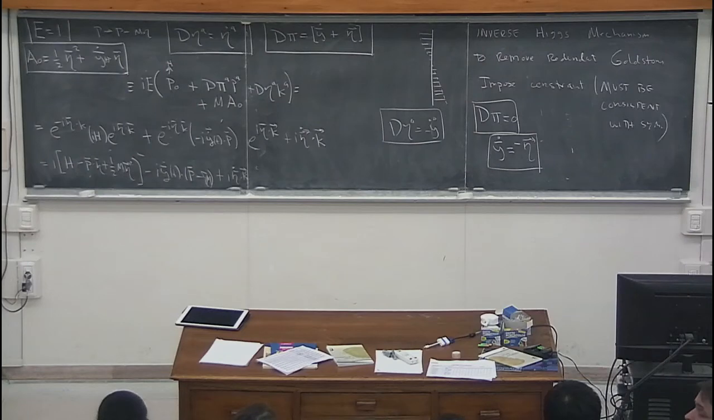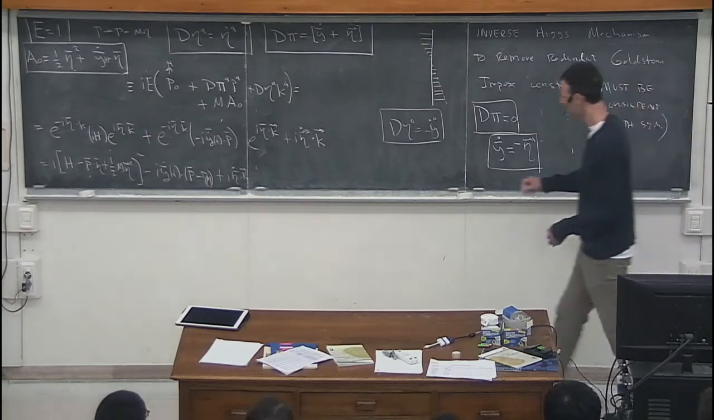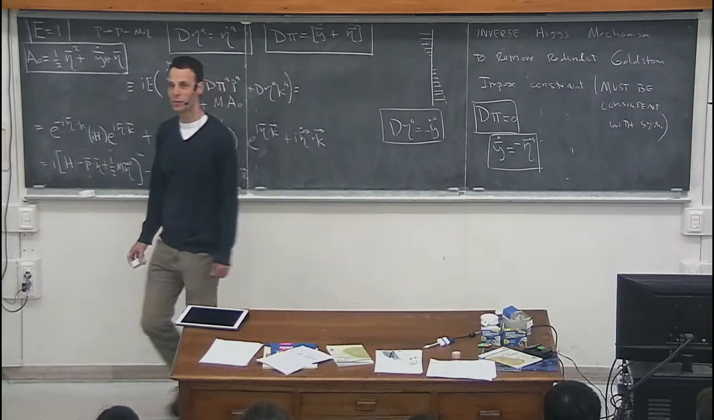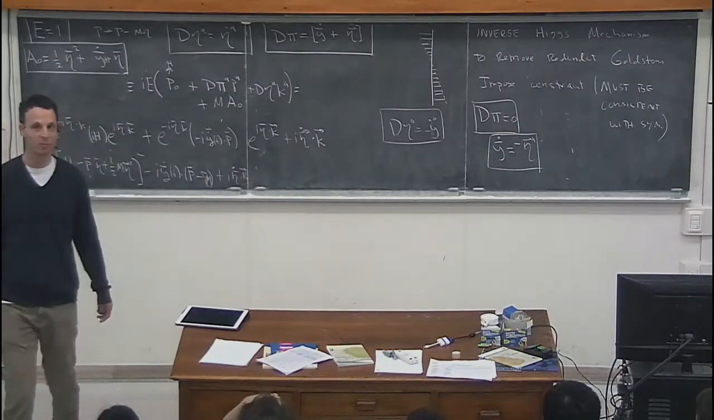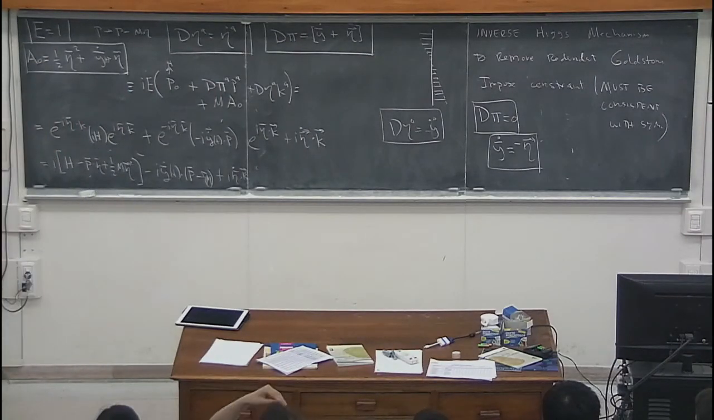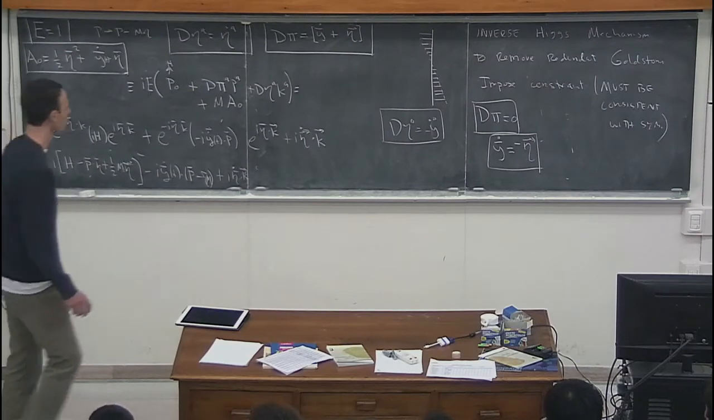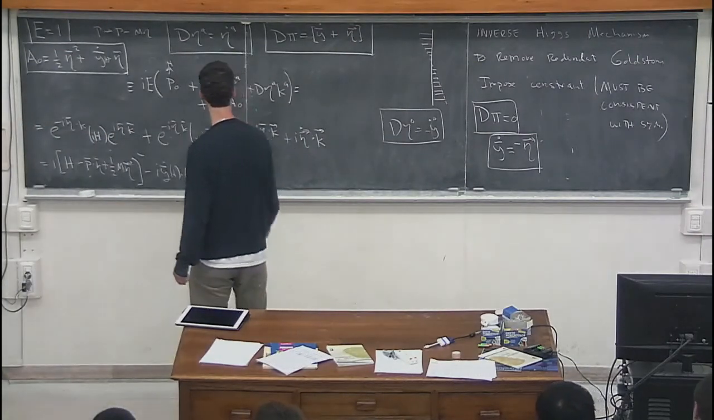Oh, good, I'm glad you asked that. So in general, how do you know when there exists an inverse Higgs constraint? Let me finish this first and then we'll come back to that. Let's write down the action for the point particle. So we're almost there.